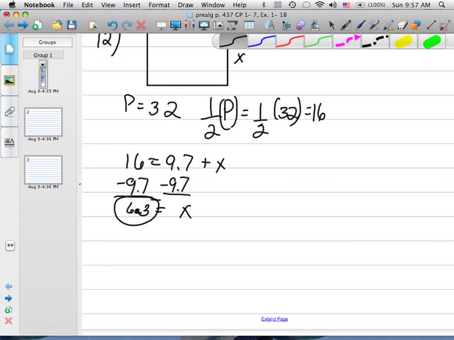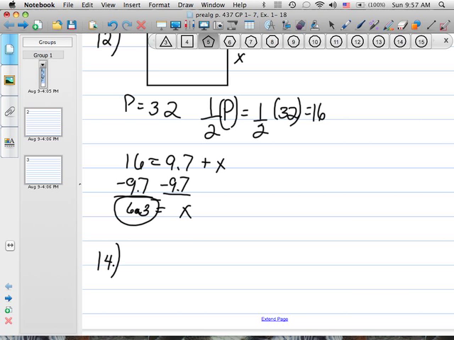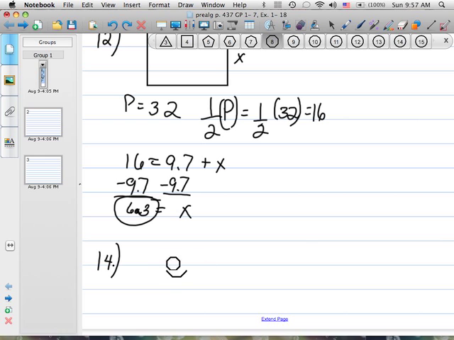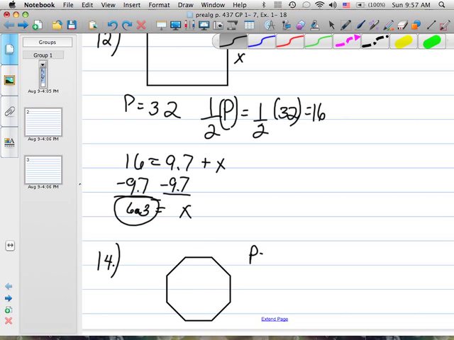Problem number 14, solve if possible. If there's not enough information, tell what additional facts are needed. It says the perimeter of a regular octagon is 19.6 meters. What's the length of one side?